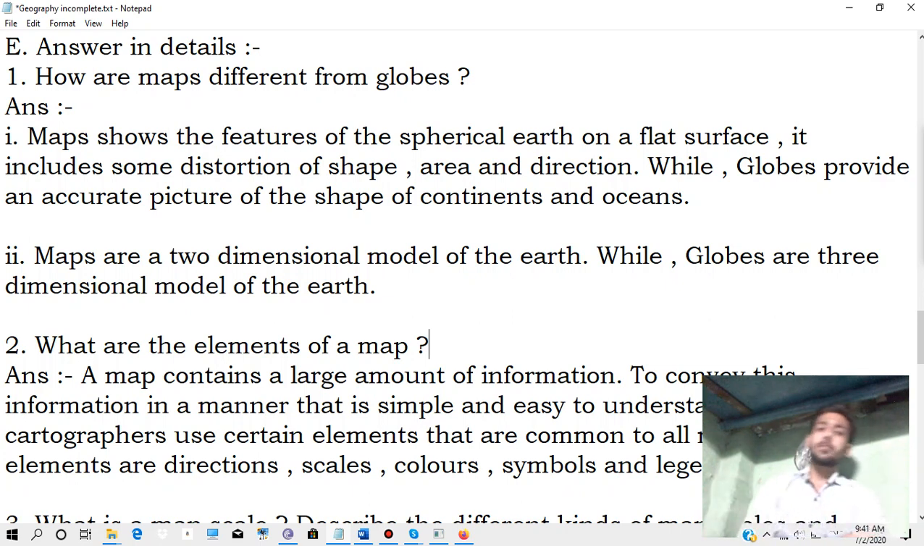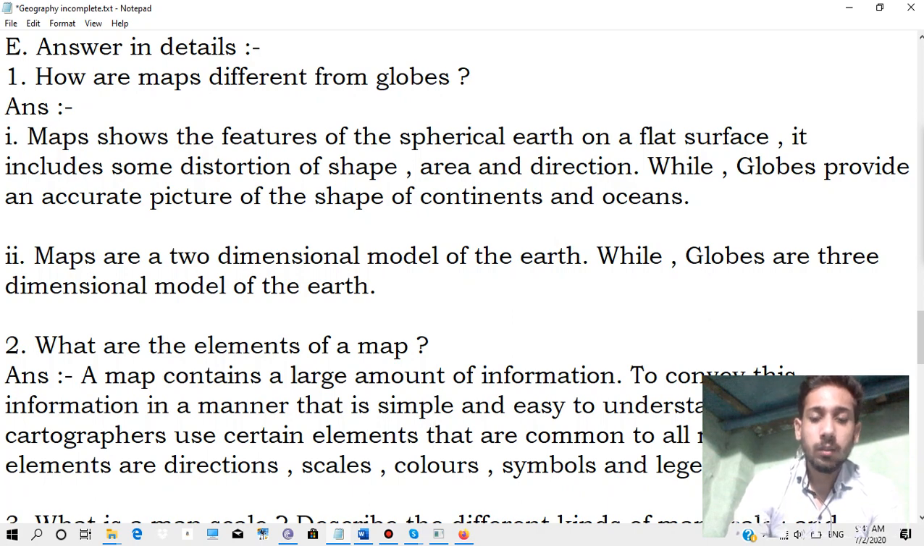So these are the things which give information about many things. I'm just giving an example. If there is some place where red soil has been found, we will use the color red to signify that red soil. So that red color is an element of the map. So to convey this information in a manner that is simple and easy to understand, cartographers use certain elements that are common to all maps.